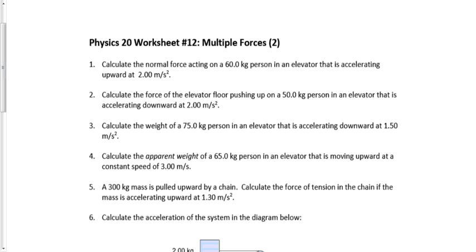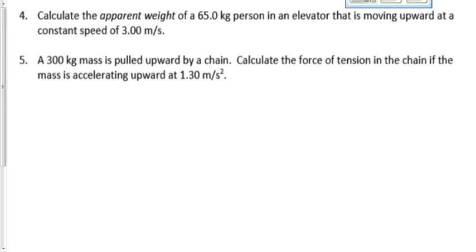Number 12, questions 1 to 5 we had for homework last night. I want to do questions 4 and 5 on worksheet number 12. Question 4 says, calculate the apparent weight of a 65 kilogram person in an elevator that's moving upward at a constant speed of 3 meters per second.